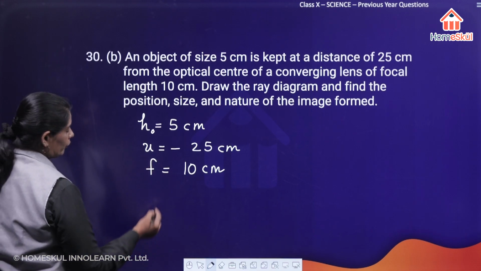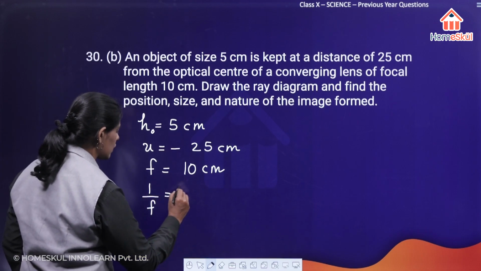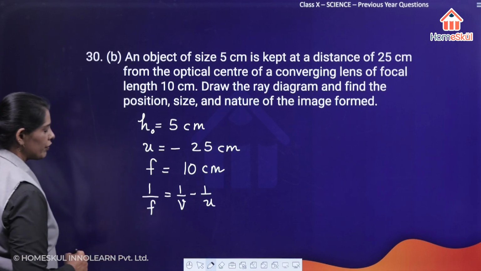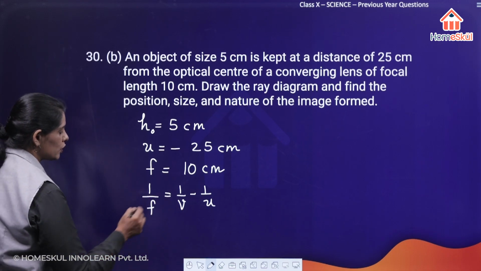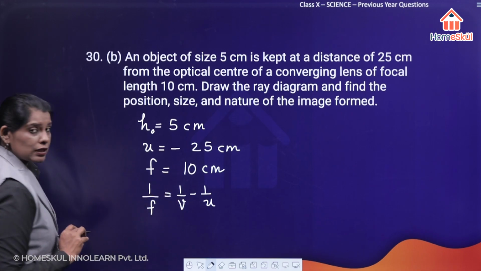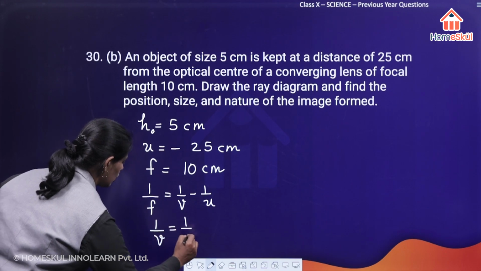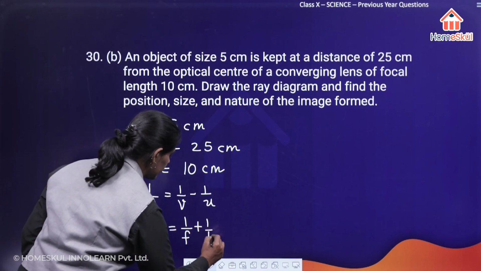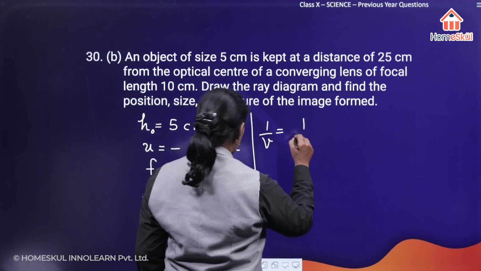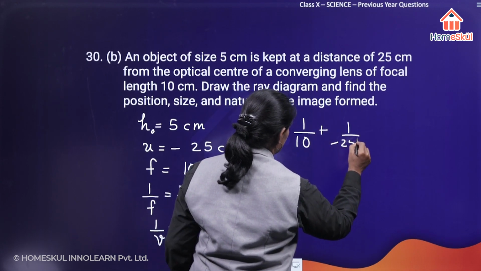So from here, using the lens formula, what we have? 1 by F is equal to 1 by V minus 1 by U. And what we have to find is V, the position of the image. So, V represents the position of the image. So, from here we get, by rearranging, 1 by V equal to 1 by F plus 1 by U. Substituting the values, what we get here is 1 by 10 plus 1 by negative 25.